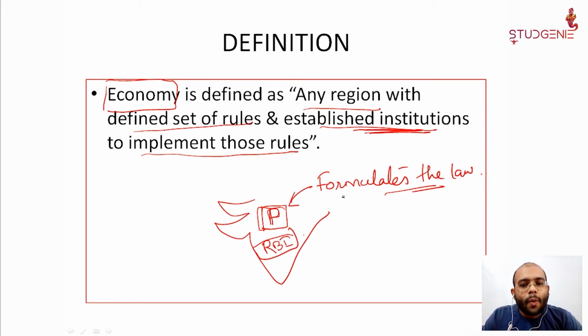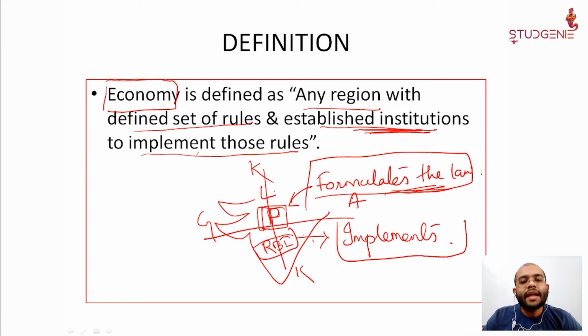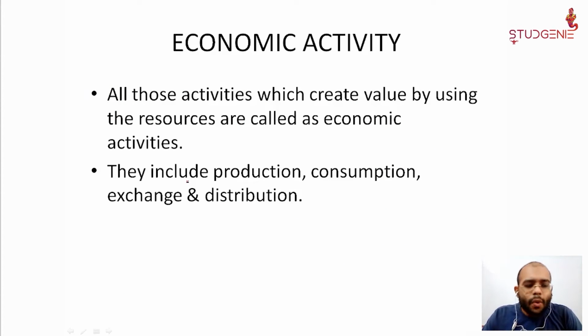So at Mumbai, RBI is there. Once these rules and regulations are formulated in the legislature, RBI implements them throughout the length and breadth of the nation, from Kashmir to Kanyakumari, from Gujarat to Assam, or from east to west and north to south. The law is formulated by the parliament and implemented by RBI. So we can say that Indian territory is Indian economy because it has a defined political boundary with an established institution to implement the rules and a parliament or legislature to formulate the laws.